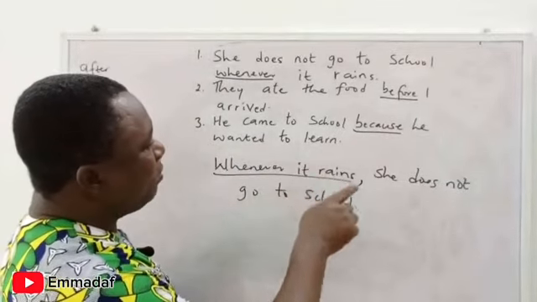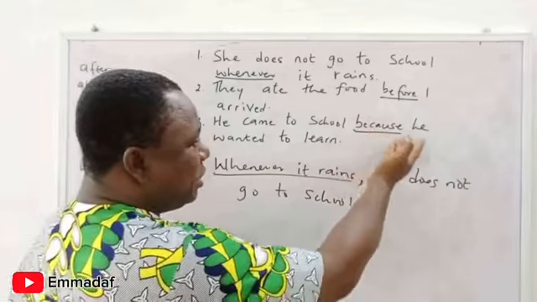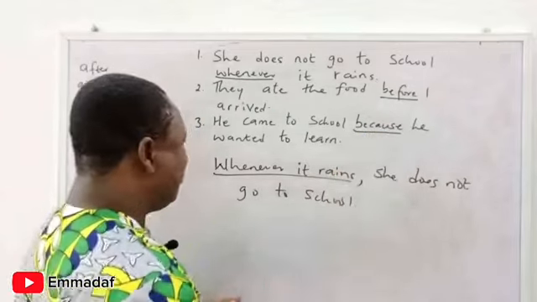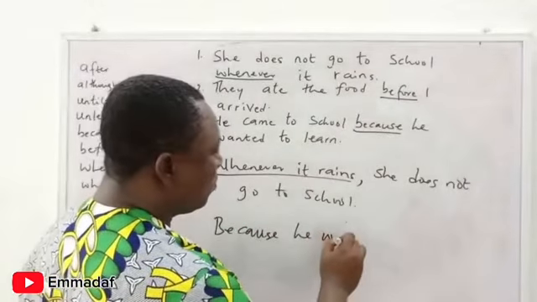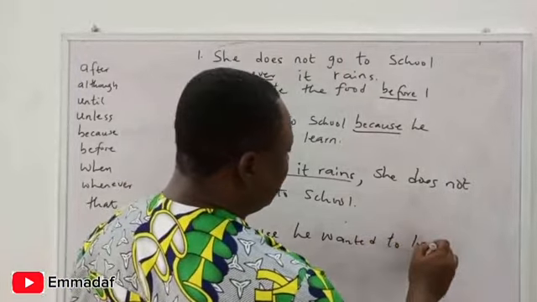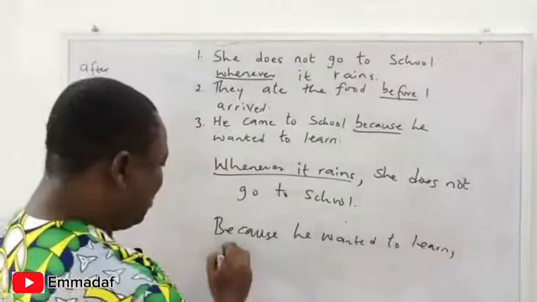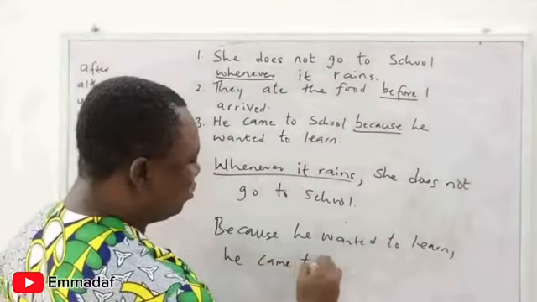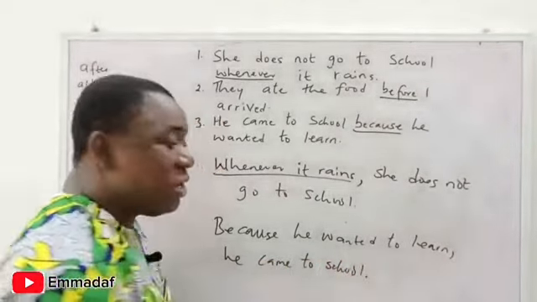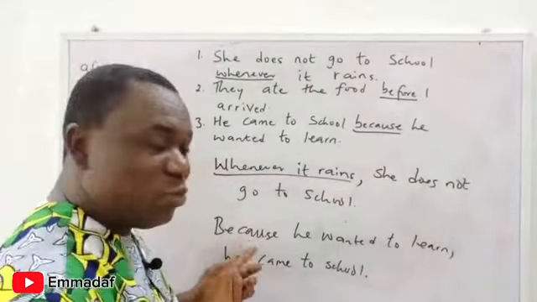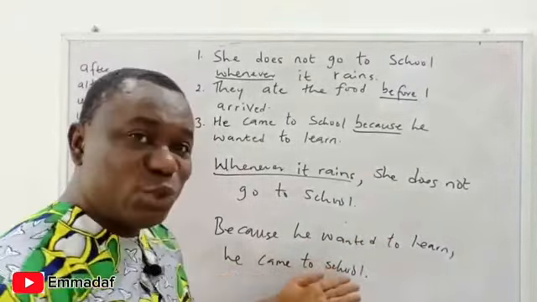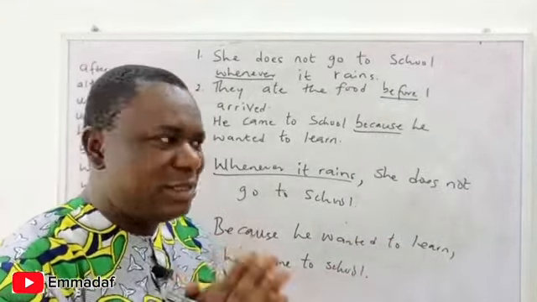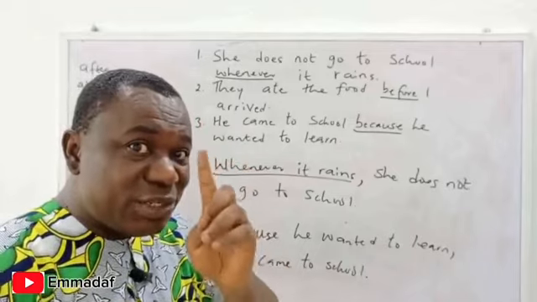He came to school because he wanted to learn. Now, we want to begin this sentence with the subordinate clause. Because he wanted to learn, comma, he came to school. So here we see that this sentence begins with because he wanted to learn, comma, he came to school. It is perfect, desirable, acceptable to begin a sentence with because, provided you meet this condition.